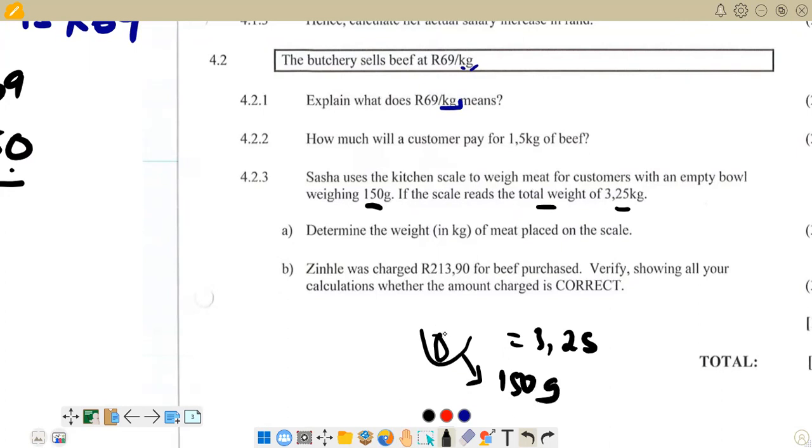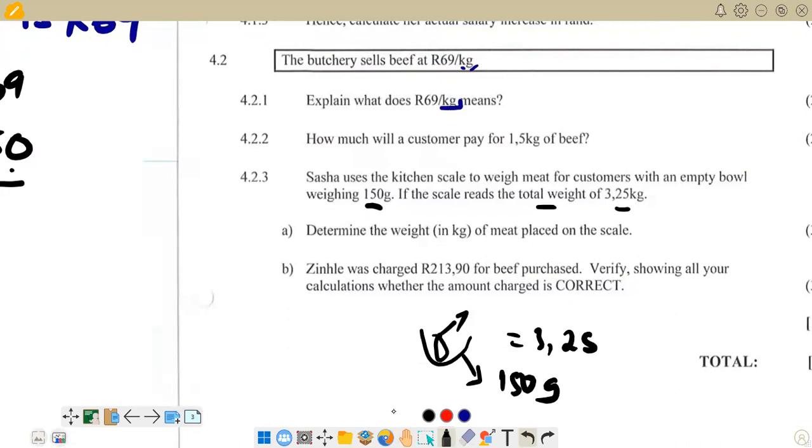So they are asking for the weight of meat that is inside. So this is the weight that we are looking for. So to get this weight, we just say the total, and then we subtract the weight of the barrel, and then we are left with the weight of the meat. So basically, we are saying 3.25 kgs, then you subtract the 150 grams. But firstly, we have to convert this 150 grams to kgs.